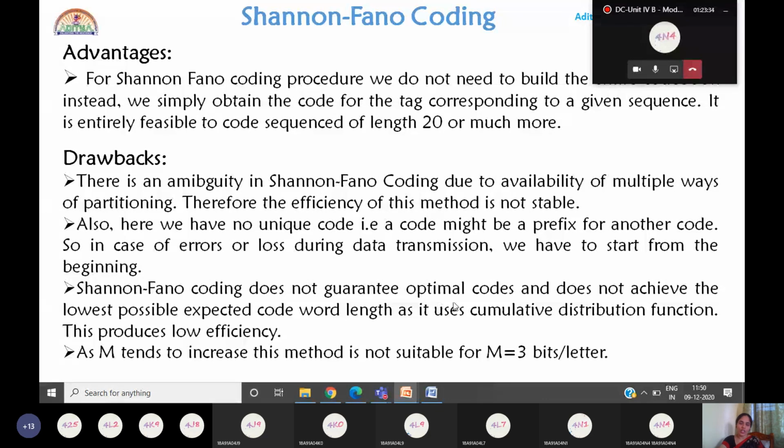Why should L be low? Because if you observe the equation for code efficiency, eta is H of X divided by L into log m base 2. So in the denominator you have the average code word length, capital L. So the lower the value of code word length, the higher will be the efficiency. Or at least this should be equal to the entropy. So the lower the value of expected code word length, the higher will be the efficiency.